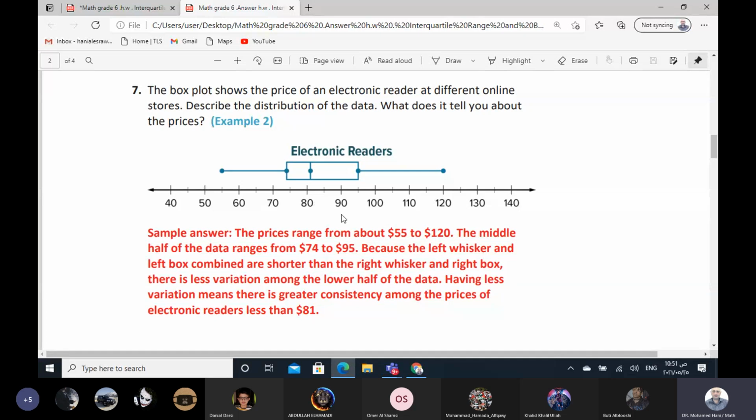Because the left whisker and the left box combined are shorter than the right whisker and the right box, there is less variation. There is less variation because here the left side is shorter than the right side. Less variation among the lower half of the data means there is a greater consistency among the prices of the electronic readers less than 81.